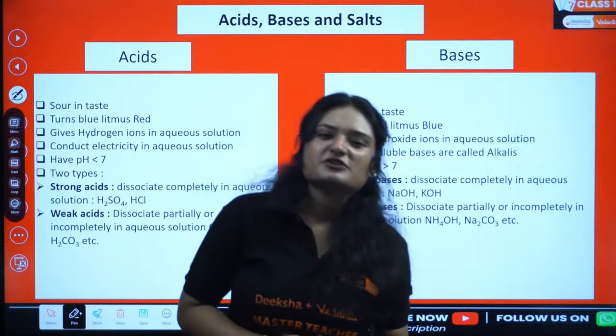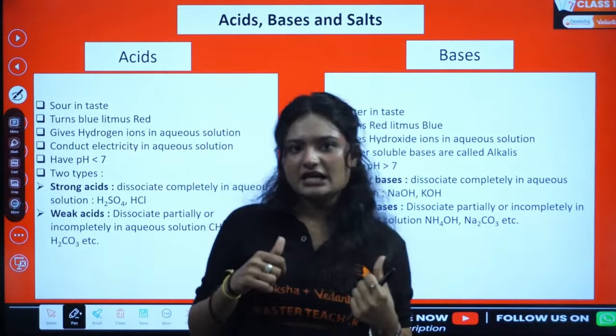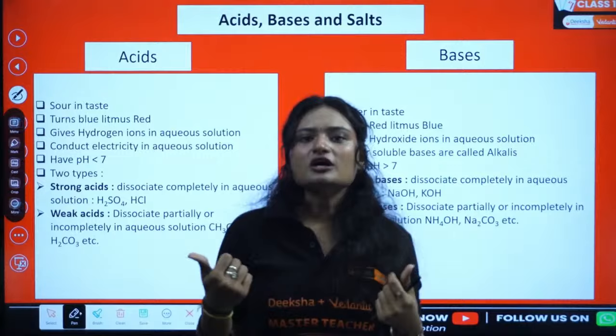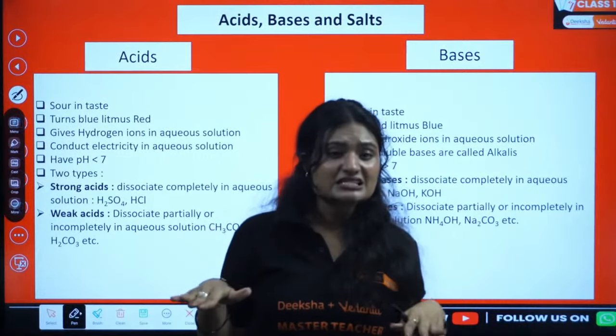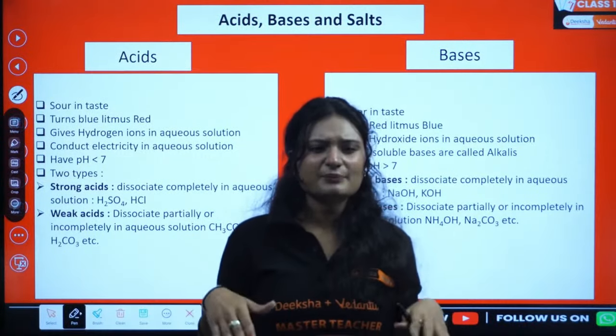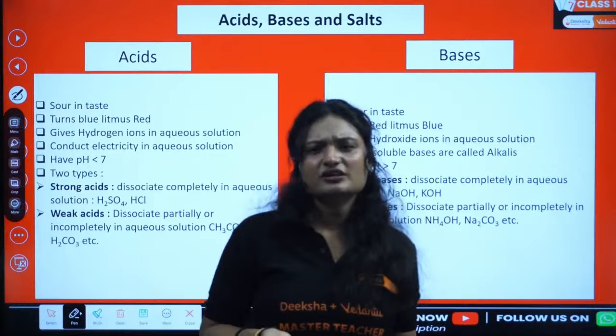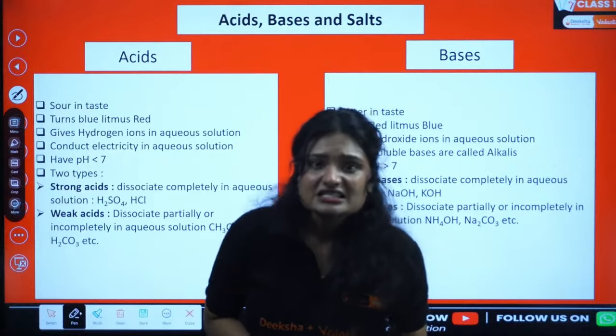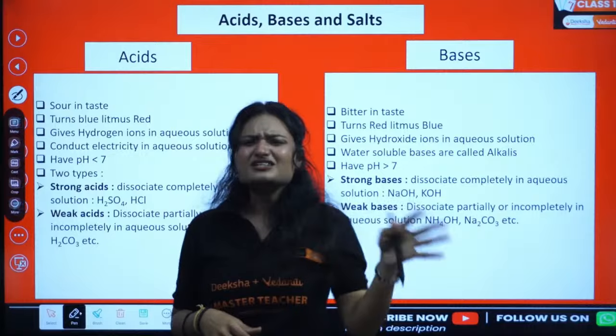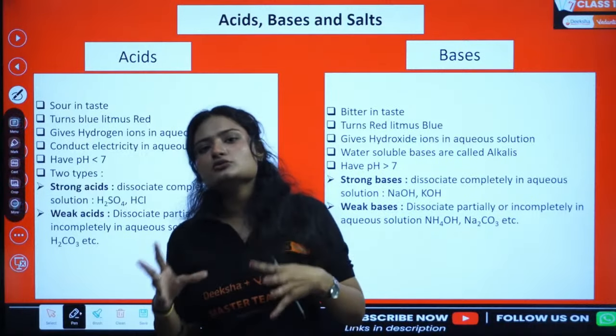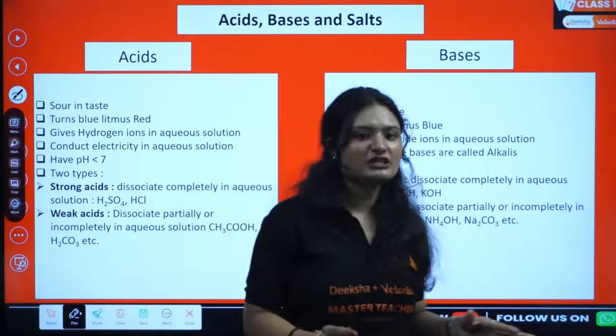Now, there are two types of acid, strong acids and weak acids. What are strong acids? Strong acids are those acids which dissociate completely in aqueous solution. For example, sulfuric acid, hydrochloric acid, right? Weak acids are those acids which do not dissociate completely, or they only dissociate partially. Okay, let me give an example.